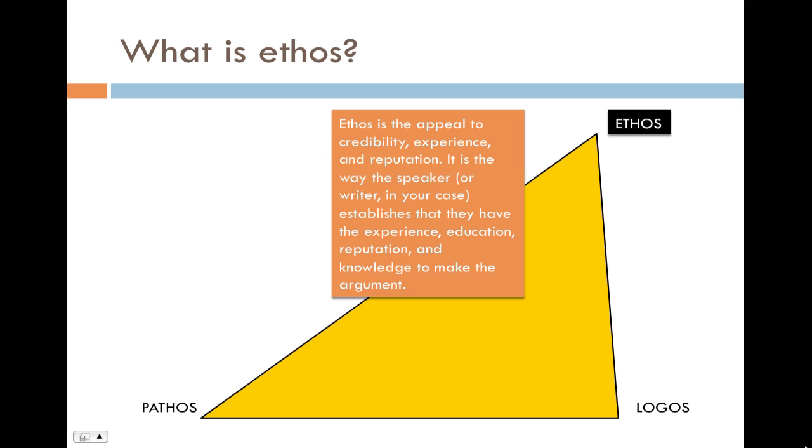So let's take a look at the component parts. Ethos. Ethos is the appeal to credibility, expertise, and reputation. It is the way a speaker or a writer establishes that they have the experience, education, reputation, and knowledge to make the argument.